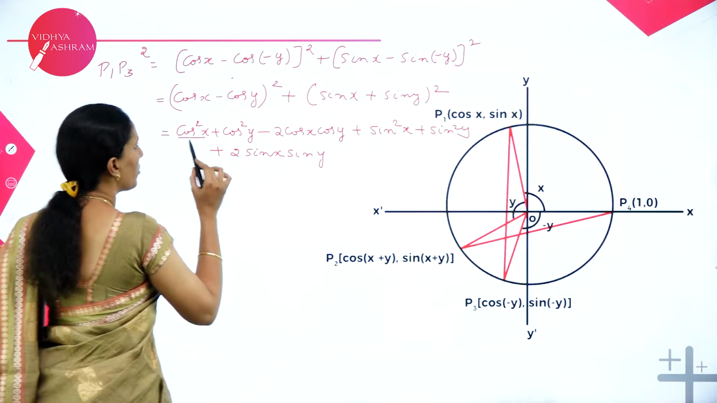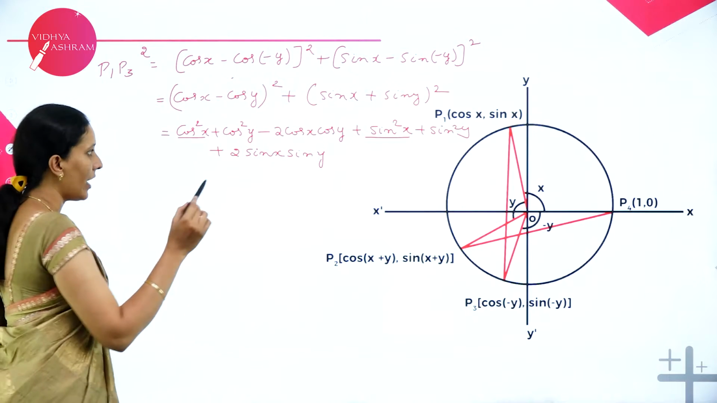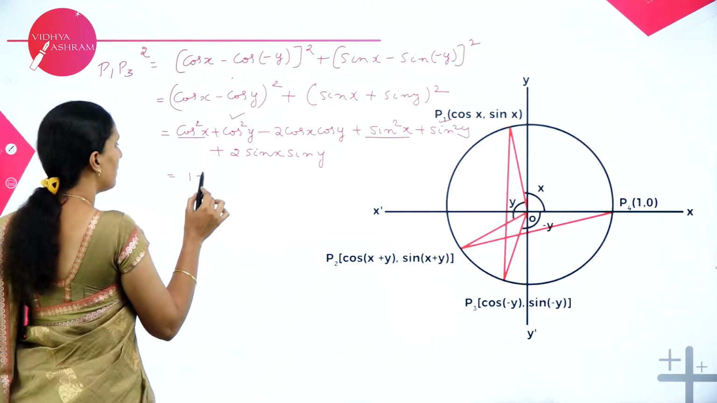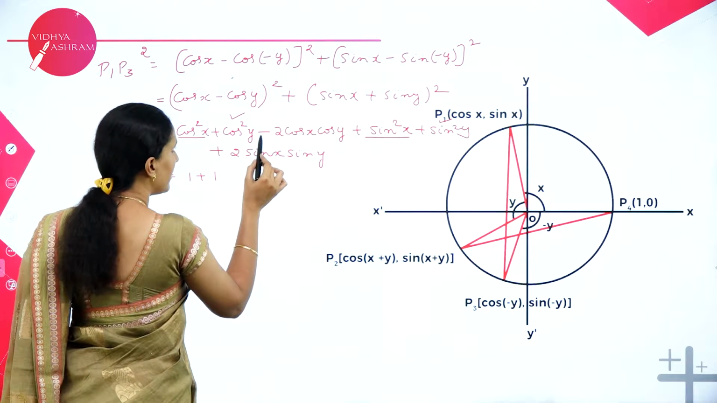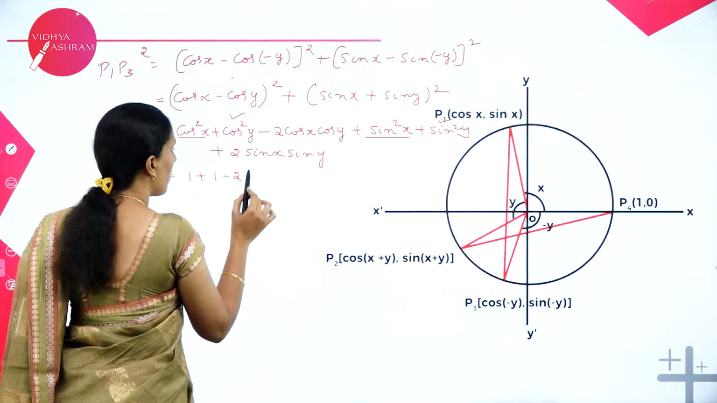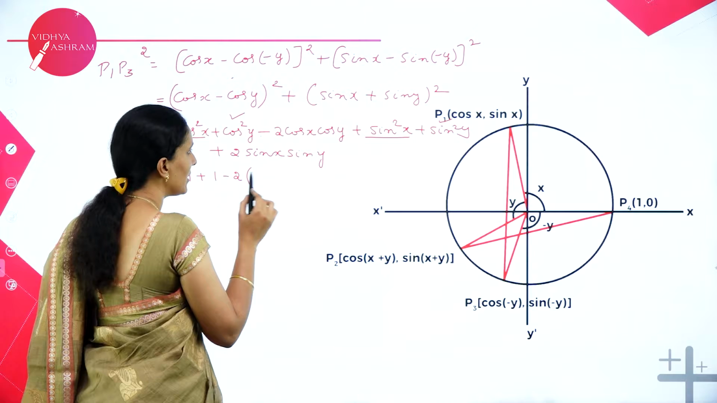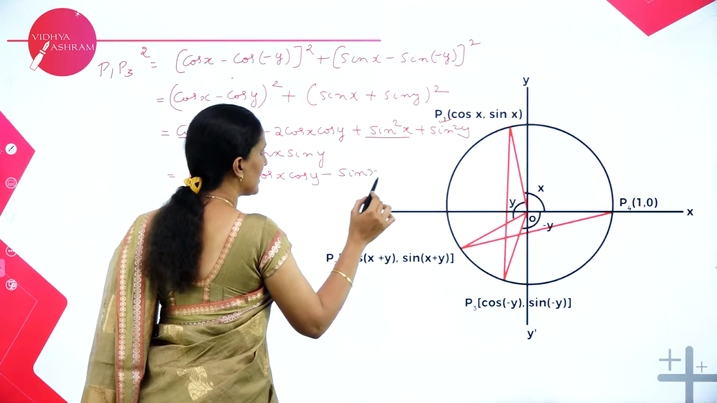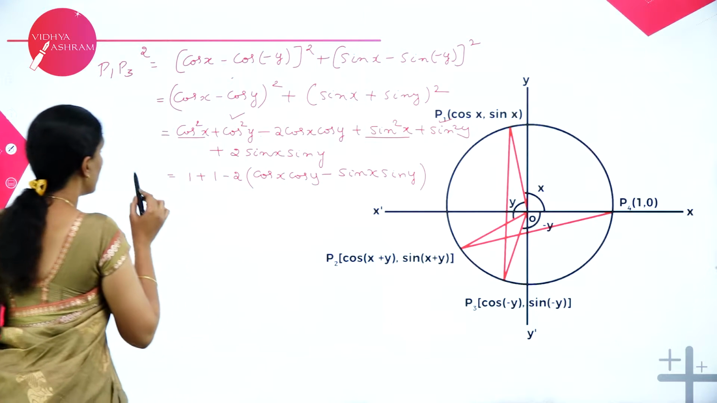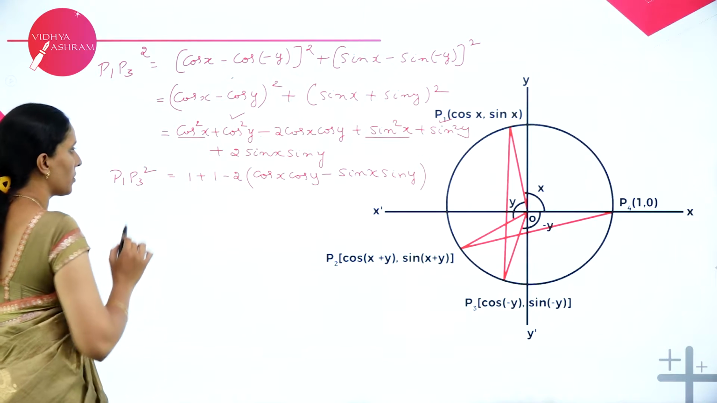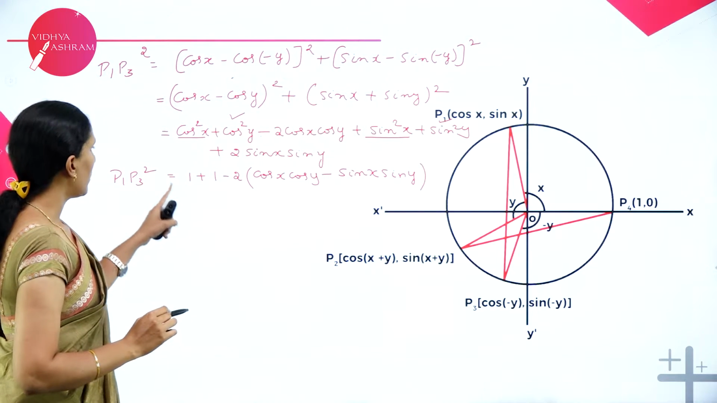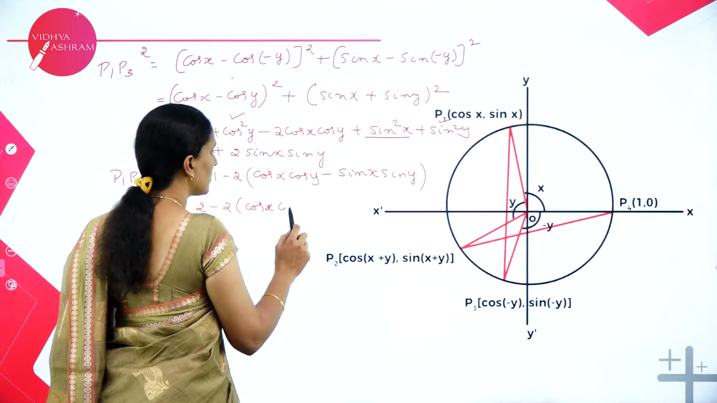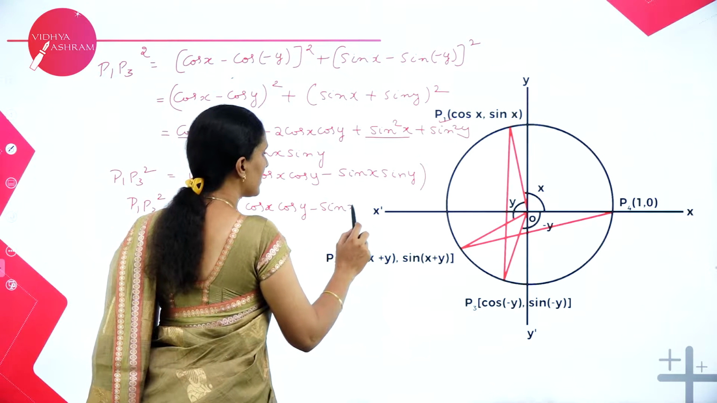Now here cos square x plus sin square x is an identity whose value is 1. Cos square y plus sin square y is again an identity with the same angle, so its value is 1. And from these two terms, 2 is a common factor. So when I take minus 2 as a common factor, I am left with cos x cos y minus sin x sin y. So this is P1P3 whole square, which is 2 minus 2 (cos x cos y minus sin x sin y).